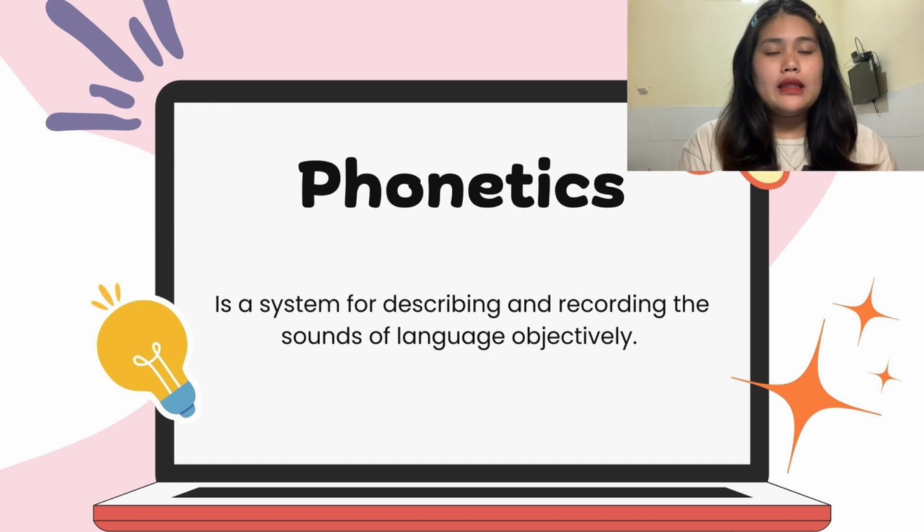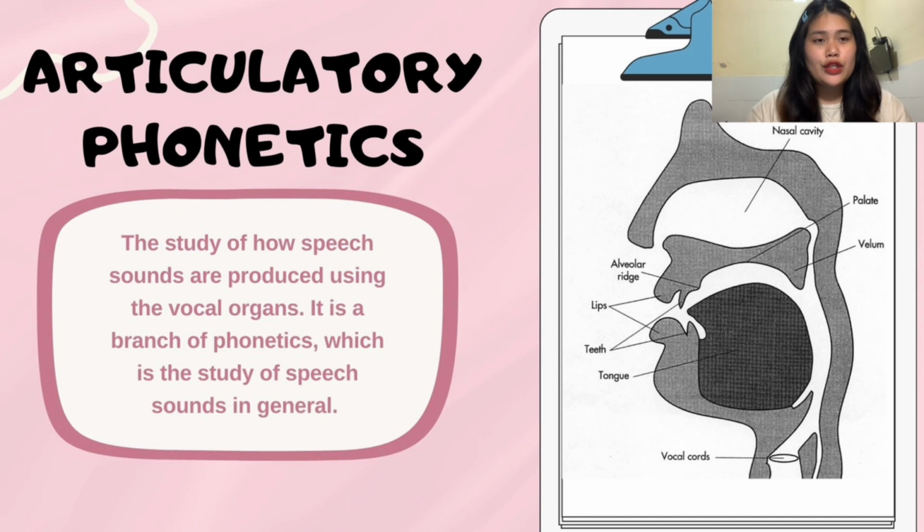There are two main types of phonetics. The first one is articulatory phonetics and the second one is acoustic phonetics. Here I'm going to explain articulatory phonetics. So articulatory phonetics is the study of how humans produce speech sounds using their vocal organs. It is a branch of phonetics, which is the study of speech sounds in general.